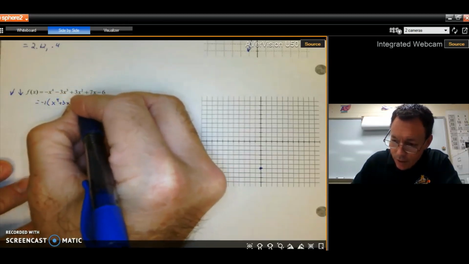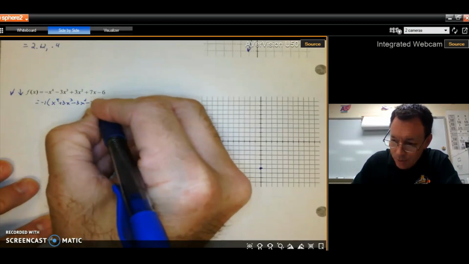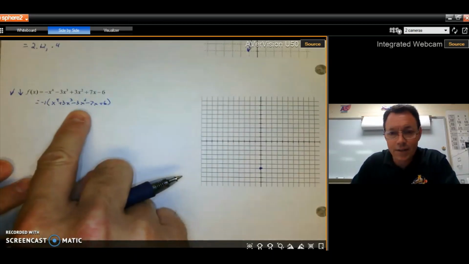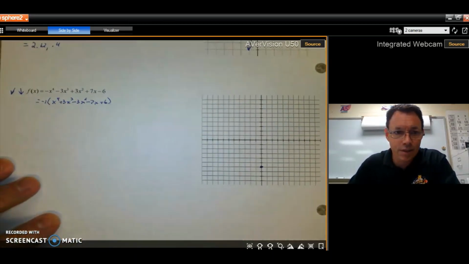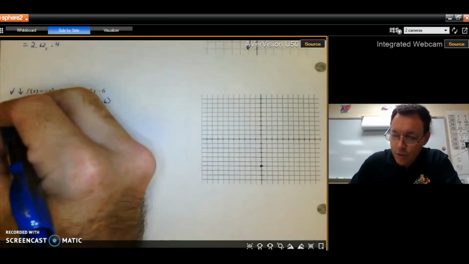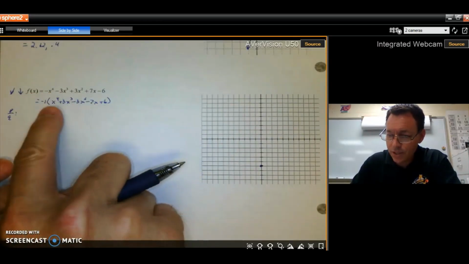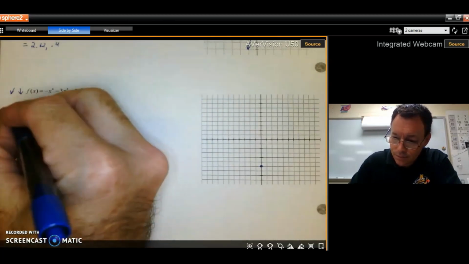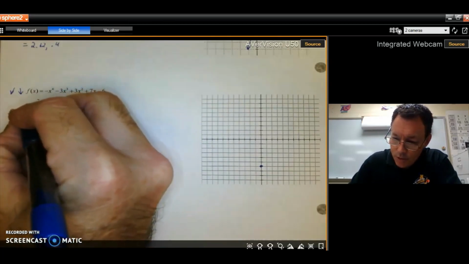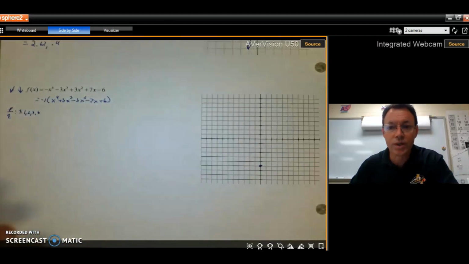Minus 3x squared minus 7x plus 6. That's what you want to factor, not with that extra negative in there. Okay? So you're going to have to do p's over q's. Figure out all the factors of 6 divided by 1. That's going to be positive or negative 1, 2, 3, and 6. So those are the only numbers that work.